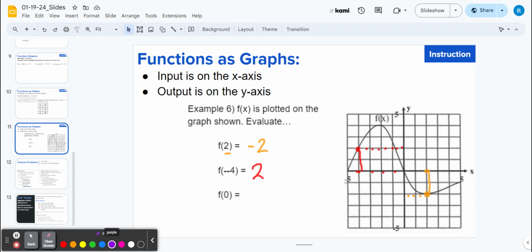And lastly, I'll do this in purple. If we look at our x value of 0, I actually have no height on my graph. Notice how I'm just sitting at the origin there. So my output at 0 is simply going to be 0.